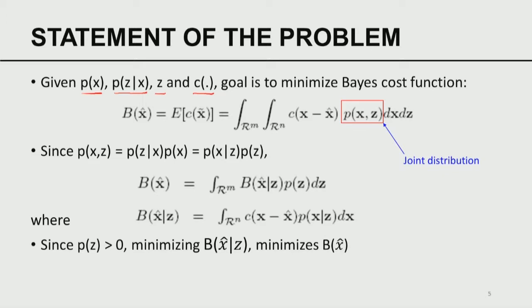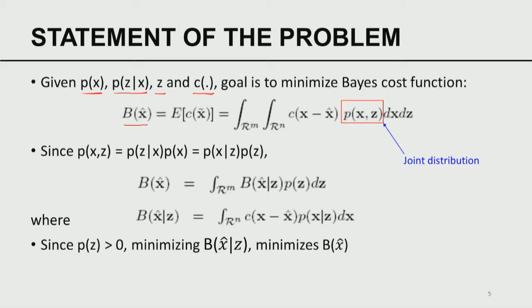I am going to now concoct what is called a Bayes cost function, B of x hat. Please remember x hat is the estimate. So this is the cost associated with estimate x hat, B for Bayesian. This is going to be equal to the expected value of C of x tilde.